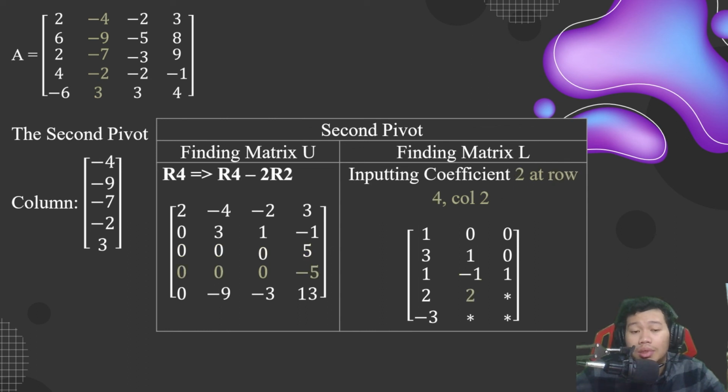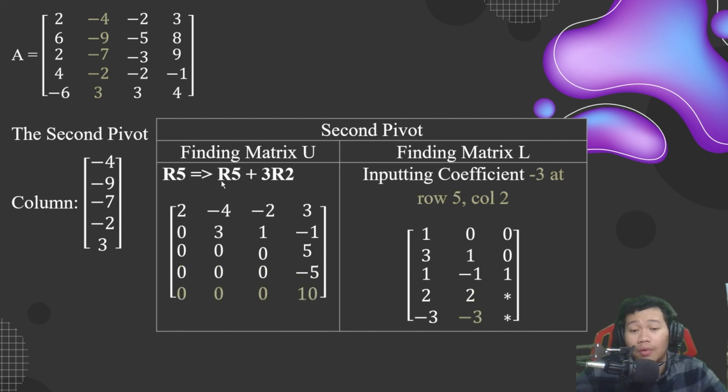Next, subtract R4 with 2 times R2. The coefficient of the 0 maker is -2. Then +2, or the positive 2, is needed at row 4 column 2 also, okay, at matrix L. The last one for the second pivot, adding R5 with 3 times R2. Since the 0 maker coefficient is +3, we need to input the negation of it, which is -3, at row 5 column 2 in matrix L. Then it's done for the second pivot.